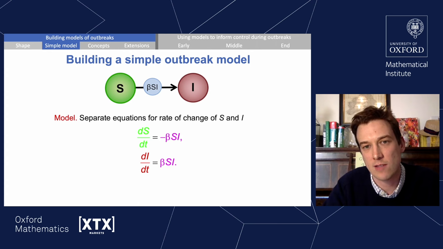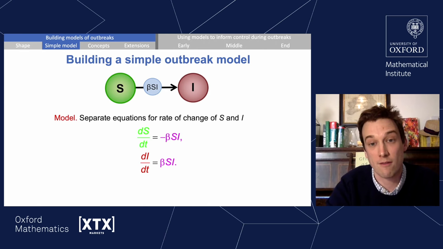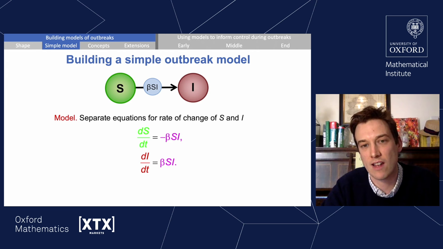So the infection rate is proportional both to how many susceptible individuals we've got, but also how many infected individuals we've got. If there's a large number of susceptible individuals, then there are lots of people that are targets for the disease, lots of people that the disease could infect, and so we'd expect the infection rate to be high. Similarly, if there are lots of infectious individuals, then there are lots of individuals that can do the infecting. And so again, we'd expect the overall infection rate to be high. Okay, so this is the model.